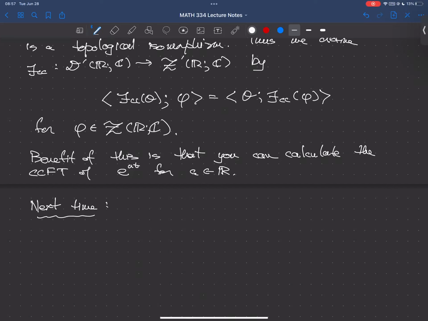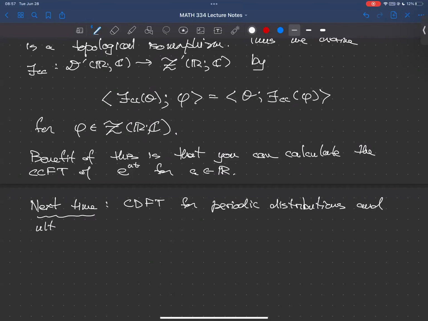So I'm going to stop there for now, and next time we're going to talk about the CDFT for periodic distributions and ultra distributions. What we're going to get out of that is some very interesting constructions involving Fourier series. So Fourier series can be made to make sense for completely arbitrary sets of coefficients by talking about periodic ultradistributions. But that's next time.